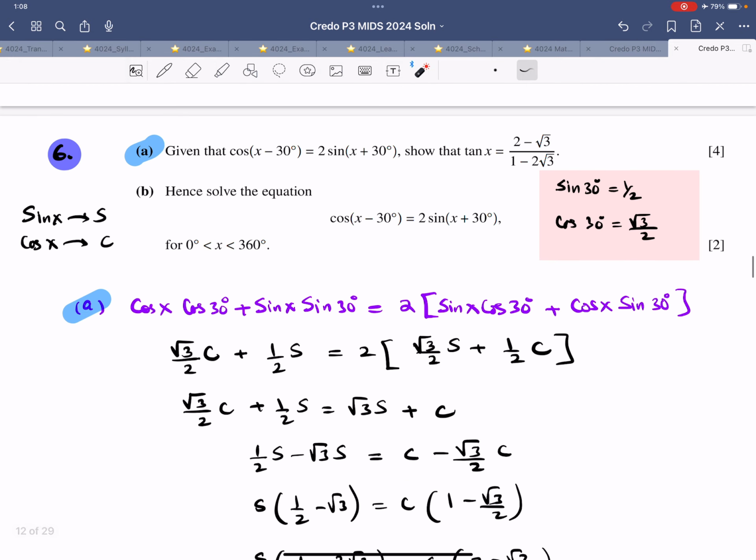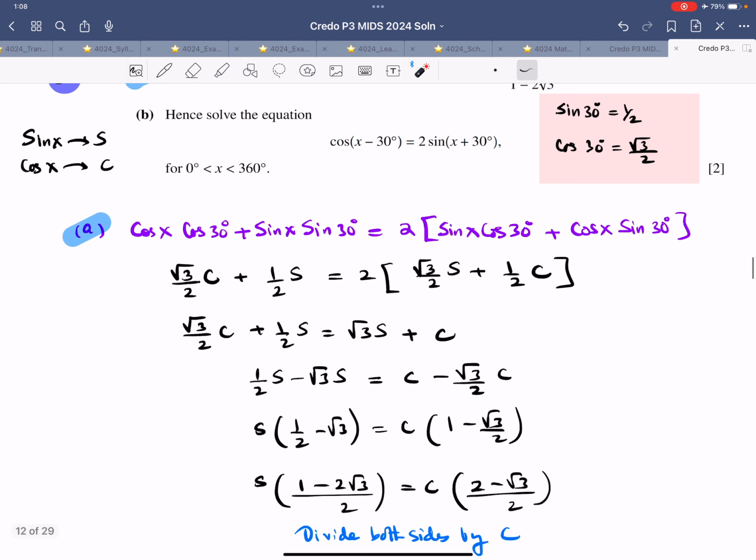Next one, question number 6. This is about trigonometry, addition formula, and equation. Given that cosine of x minus 30 is 2 sine of x plus 30, show that tangent x is such and such in the exact form. Sine of 30 is half, cos of 30 is root 3 over 2. I have written sine as capital S, cosine as capital C.